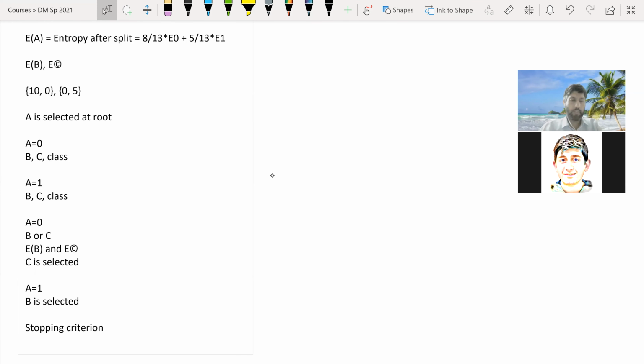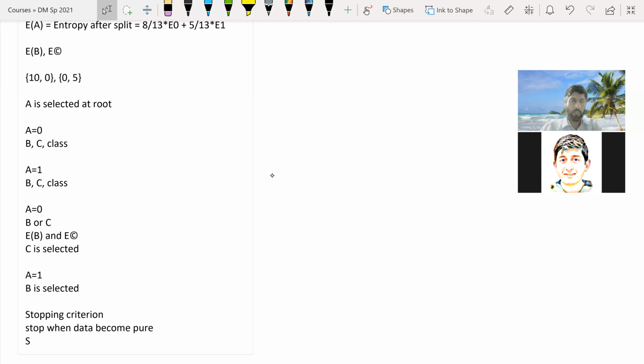So one very obvious reason is you stop when data becomes pure. So this is, of course, meaning that there is no need for further partitioning. Pure means that, of course, entropy becomes 0. But in practice, usually you stop when E becomes less than some threshold. And that threshold is some small value. Okay?